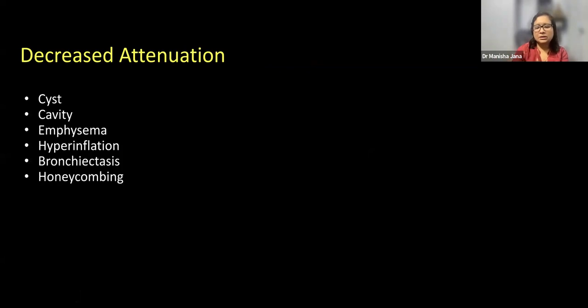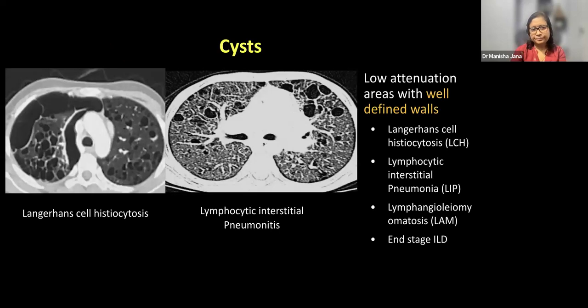About the decreased attenuation, the black area. The things that can present with decreased attenuation are cyst, cavity, emphysema, hyperinflation, bronchiectasis and honeycombing. So what are cysts? Cysts are very well defined. When we can see the wall of it, the wall may be very, very thin, not measurable, but they will have a definite wall.